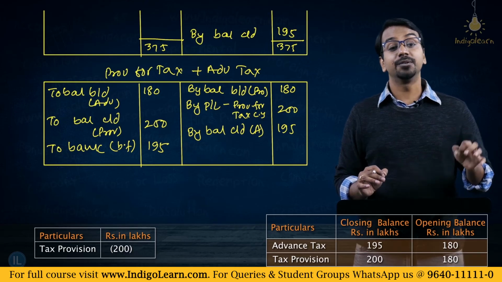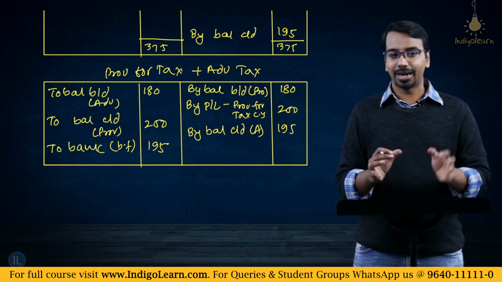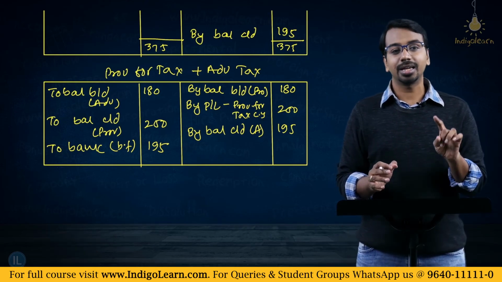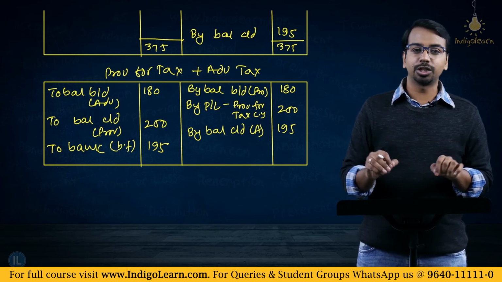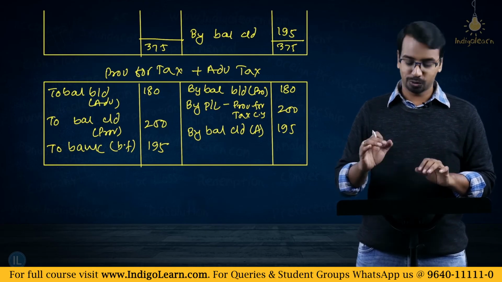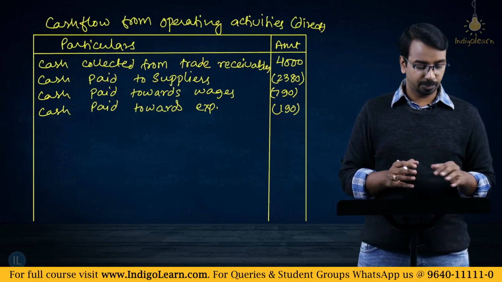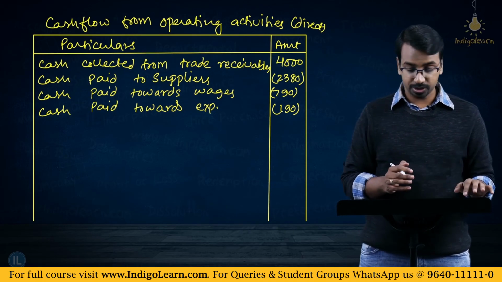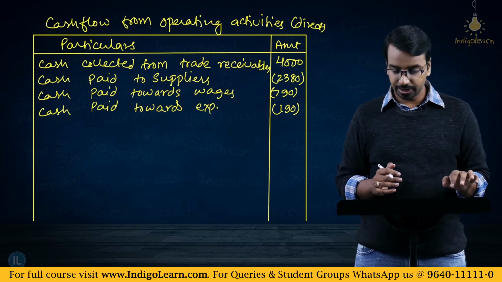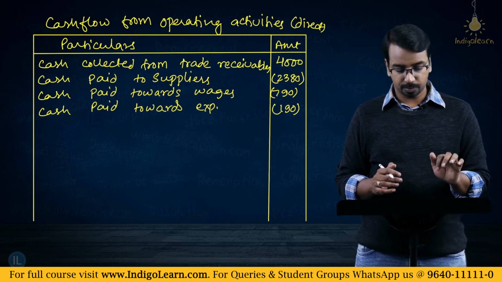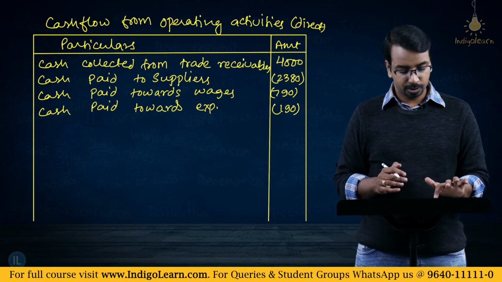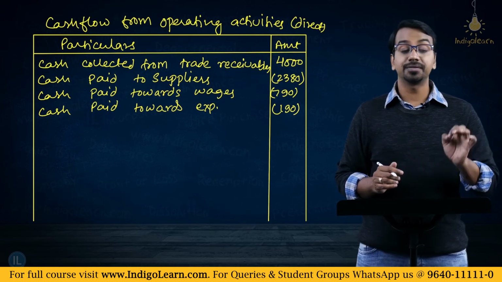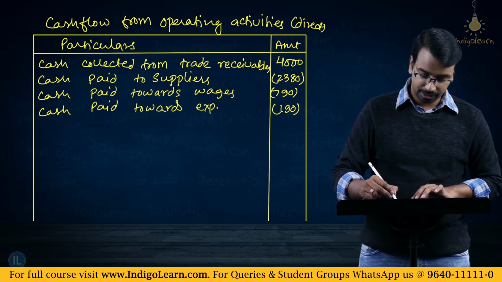Now friends, even if we are doing the indirect method, right now we are doing it for direct method, even under the indirect method, tax computation will be done in the same manner. So now come to the cash flow statement. If you find out what is the cash flow before taxes, let's see how much is that. 4,000 of inflow minus 2380 paid to suppliers minus 790 minus 190, you have 640.